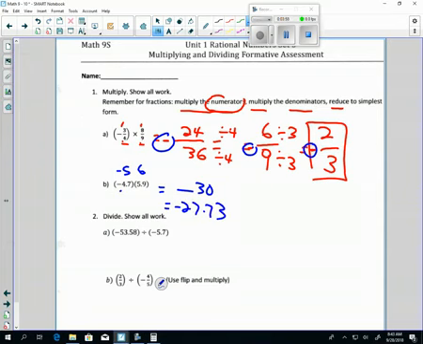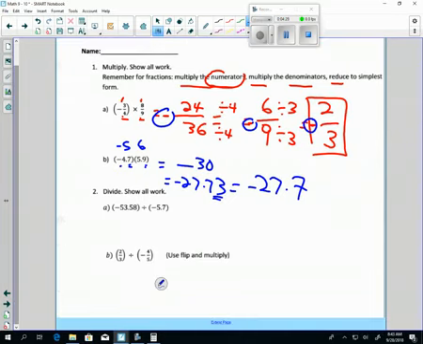Remember, our estimate was 5 times 6. We're close to 30, so minus 27.73. If we had to round that off to one decimal digit, because these are 1, then that would be minus 27.7, because the number following the 7 is less than 5. Anything 5 or more, we have to round up.